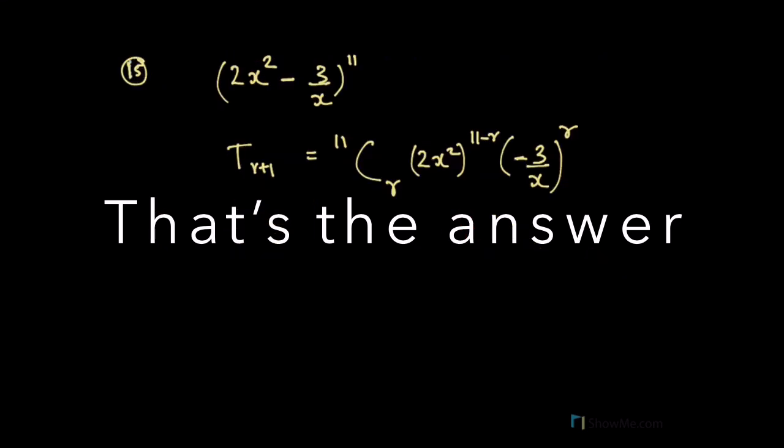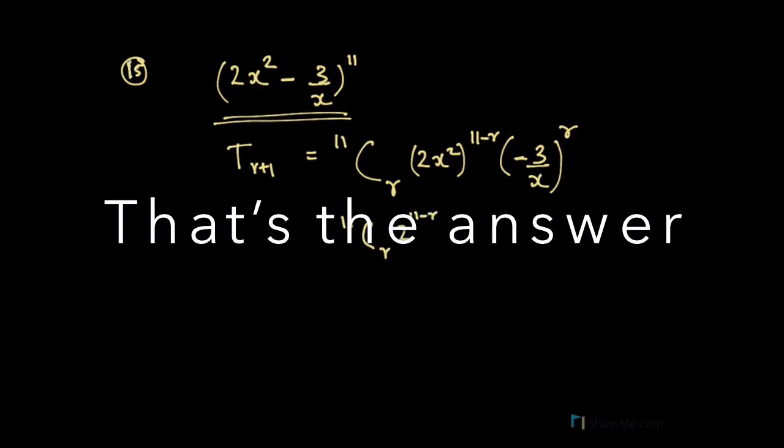Now, in the 15th question, they are asking something about the number of dishonest people. In this, since you have to show that there are no dishonest people, we have to show that there is no term containing x to the power of 5. So we are going to try to find the coefficient of x to the power of 5. You first write T(r plus 1), accumulate all the x terms together, and show that there is absolutely no term containing x to the power of 5.